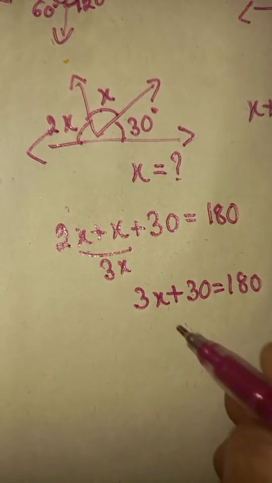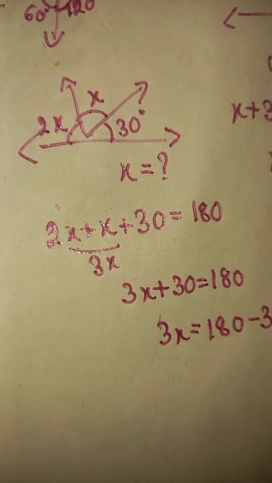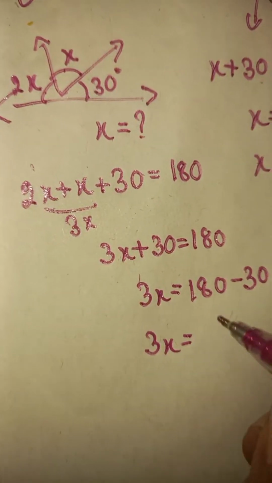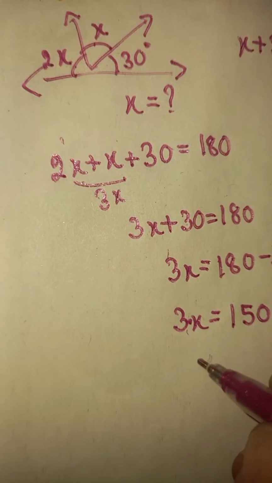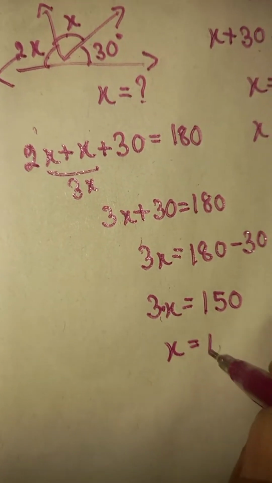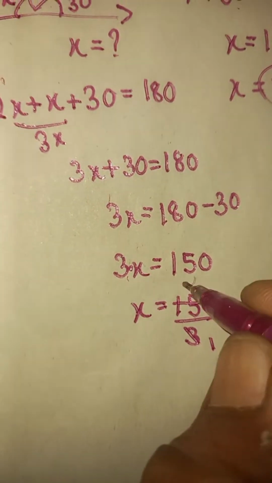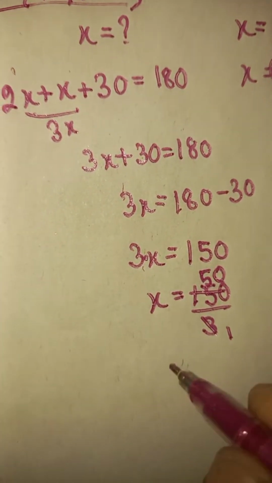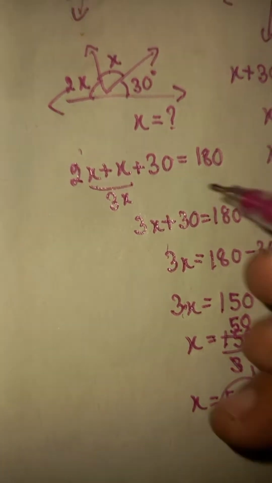Now this 30 goes to that side. 3x becomes equal to 180 minus 30, which is 150, and 3x means 3 times x. x remains here, 3 goes there, and it becomes 150 by 3. Now 3 times 5 is 15, and 0 comes with it. x equals 50 degrees. That is the value of x.